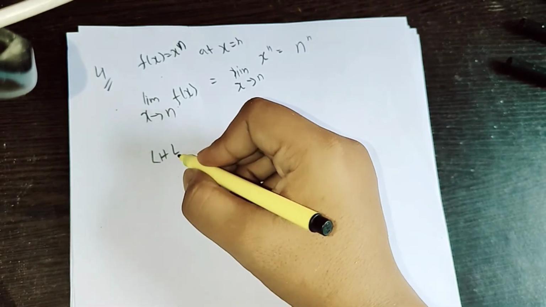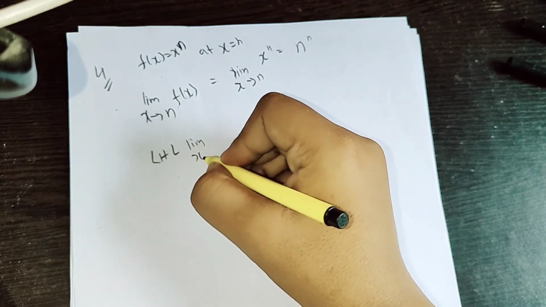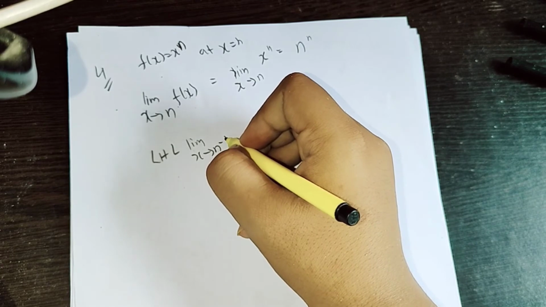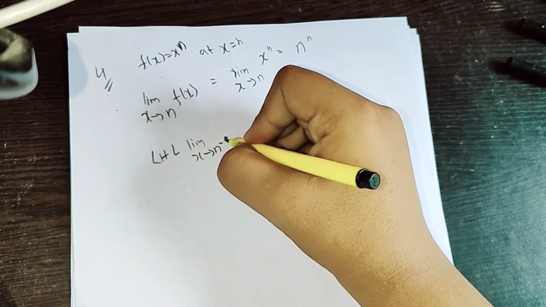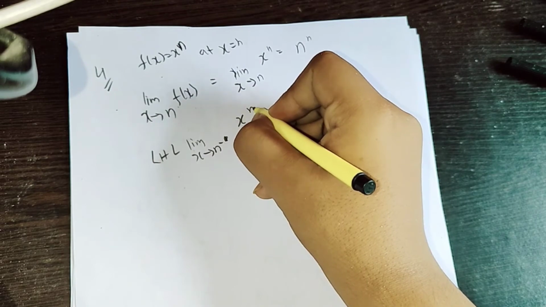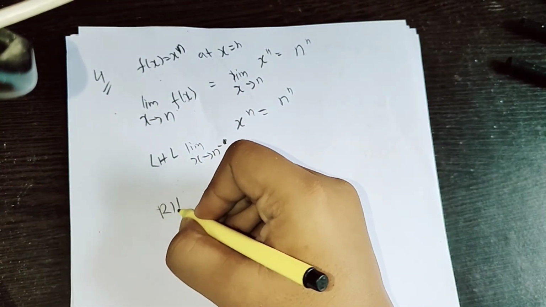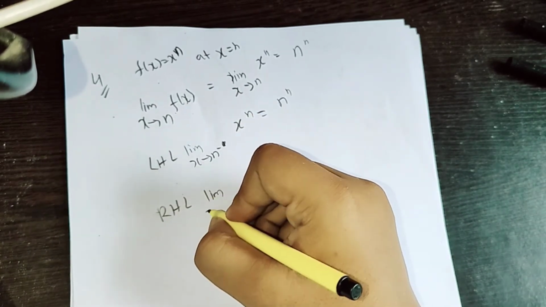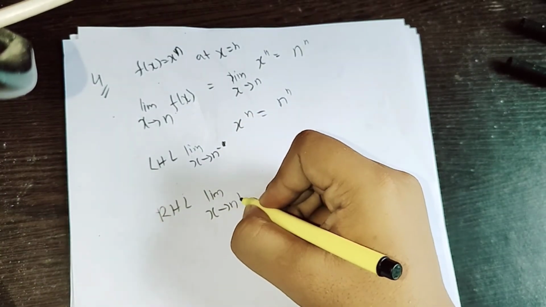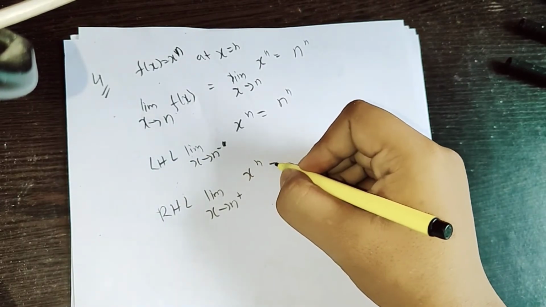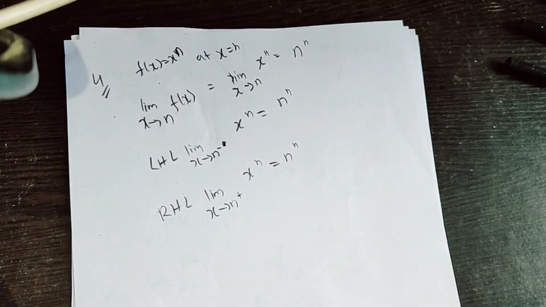So it says limit x tends to n minus of x to the power n. So it will come n to the power n, and RHL will also come limit x tends to n plus of x to the power n, which is n to the power n. So as you can see, LHL equals RHL equals the functional value. So it is a continuous function where n is a positive number or positive integer.